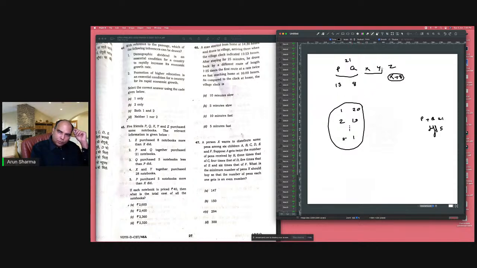X and Y together purchase 28 notebooks. And P purchased 5 notebooks more than X. So that means X is also 8 because P is 13. So X is 8, Y is 20, and Z is 16. Each notebook is priced at 40 rupees, then what is the total cost of all the notebooks? So you have purchased 21, 49, 65 notebooks, at 40 rupees each, so 2600 is the total cost.